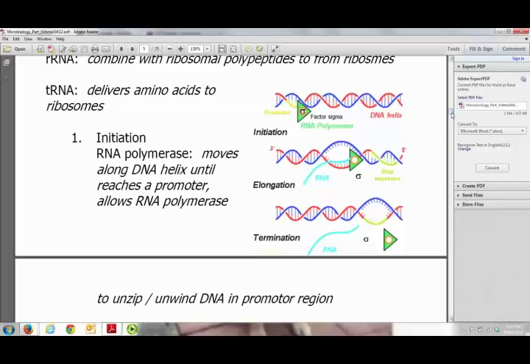So this process begins with initiation, where you have an RNA polymerase enzyme that's going to move along the DNA helix until it reaches a promoter. This allows the RNA polymerase to unzip and unwind the DNA in the promoter region. So here you can see it being unwound and unzipping.